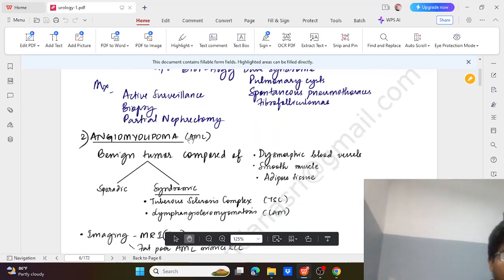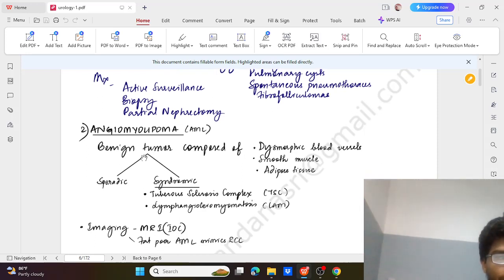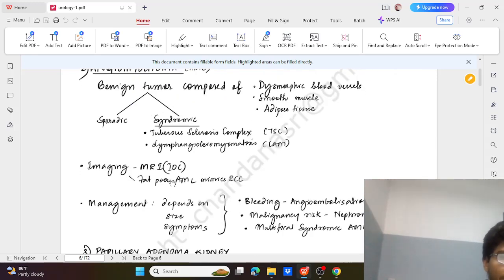Then coming to angiomyolipoma, AML, that is a benign tumor composed of dysmorphic blood vessels, smooth muscle and adipose tissue. It can be sporadic, sometimes it is syndromic, and when syndromic, it can be associated with tuberous sclerosis complex or lymphangioleiomyomatosis, LAM. Imaging is done, that is MRI, which is the investigation of choice, and fat poor AML may sometimes mimic RCC, so we have to be careful in that.